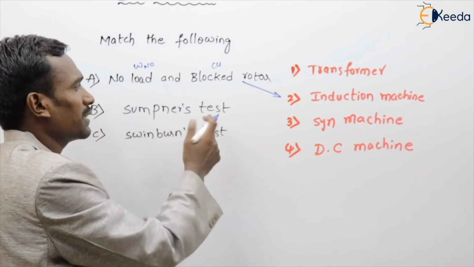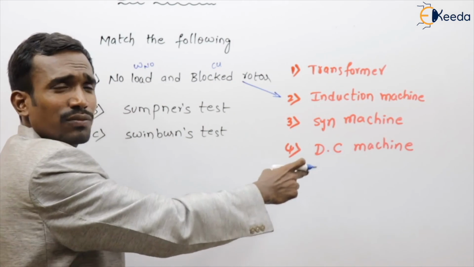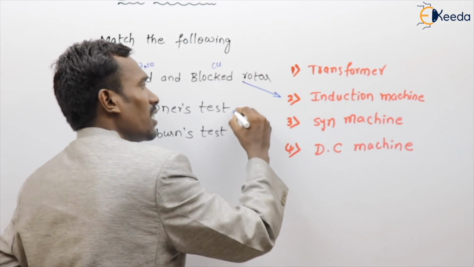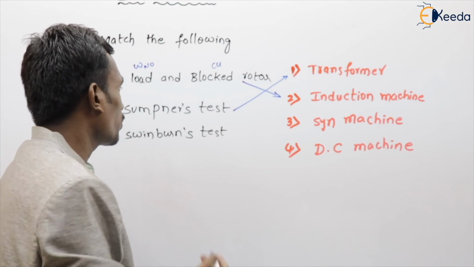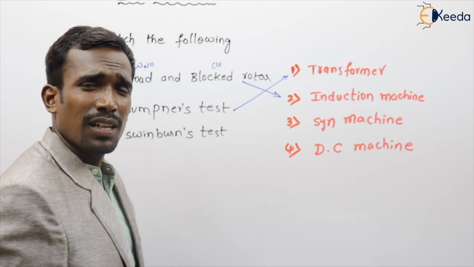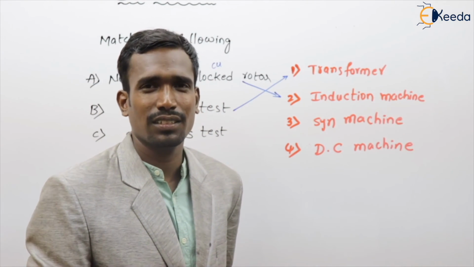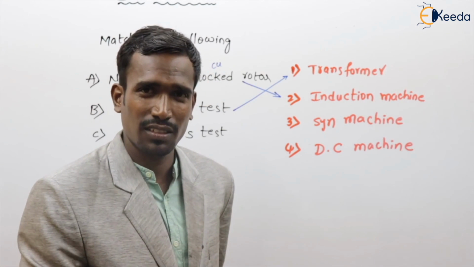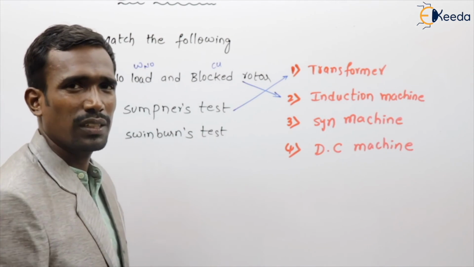And next one, Sumpner's test. Tell me, Sumpner's test is conducted on which of the following? Sumpner's test is conducted on the transformer. Do you know what Sumpner's test is? Sumpner's test is also called Hopkinson's test, or the back-to-back test. It is also called a combination of OC and SC test. It is also called an indirect test. You have to know about Sumpner's test.